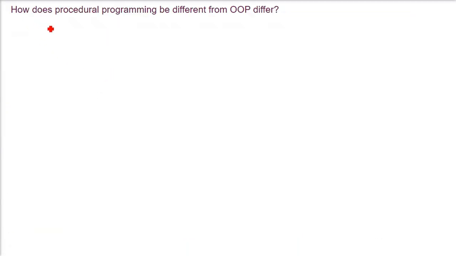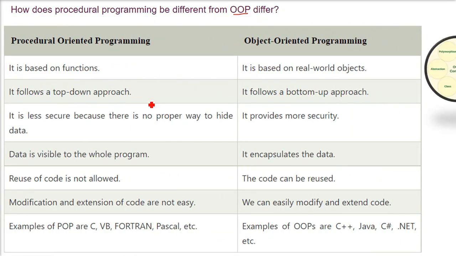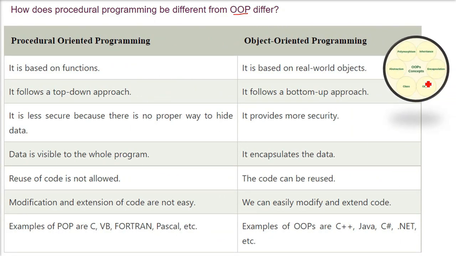How does a procedural programming language differ from object-oriented programming? So procedural programming, functional programming, or structured programming, how is it differing from OOPS? The first thing is that these are the concepts on which object-oriented programming is based. These are, you can say, the basic building blocks.